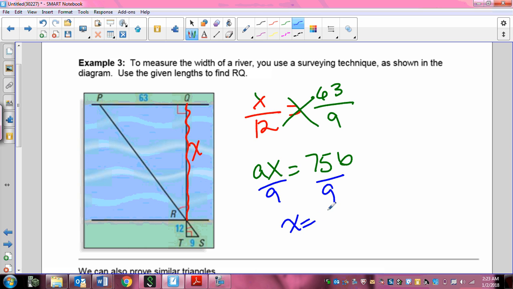And x is equal to 84, whatever the units are. We'll say units. And if we do not have units, if they don't give us one, put units. Please put them. It matters.